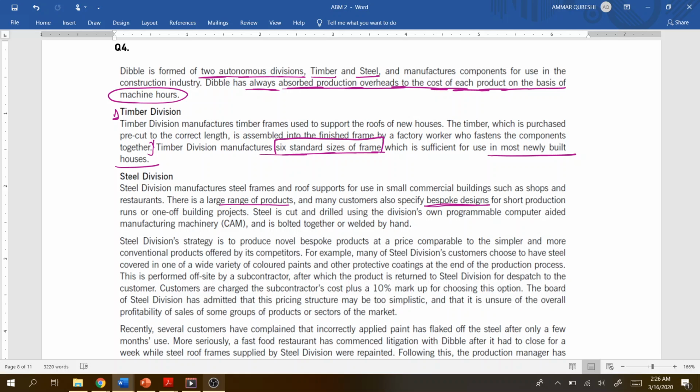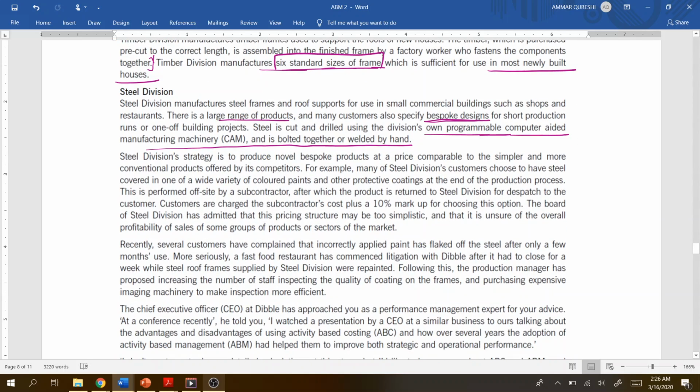All right. So customers also specify bespoke designs for short production runs or one-off building projects. Steel is cut and drilled using the division's own programmable computer-aided manufacturing machinery and is bolted together or welded by hand. The company's strategy is to produce novel bespoke products at a price comparable to the simpler and more conventional products offered by its competitors, right? So we are here to provide novel bespoke products at a price comparable to the simpler and more conventional products offered by its competitors.